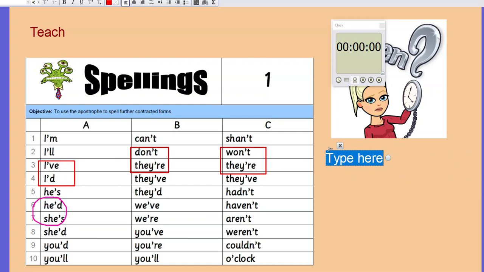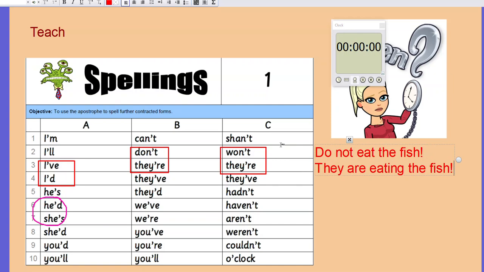Okay, group B is, instead of don't, your one is do not eat the fish. Do not is the expanded form of don't. And the expanded form of they're is they are eating the fish. So they are is the expanded form of they're. Well done, Group B. If you got both of those right, give yourselves a tick and a dojo.